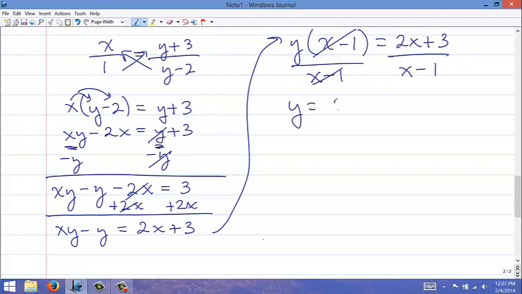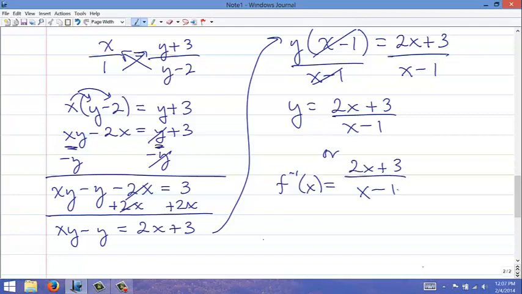And so our inverse function is going to be 2x plus 3 all over x minus 1, or f inverse of x equals (2x plus 3) over (x minus 1). All right. Is that okay? A little tricky. It's got a few extra steps in it.